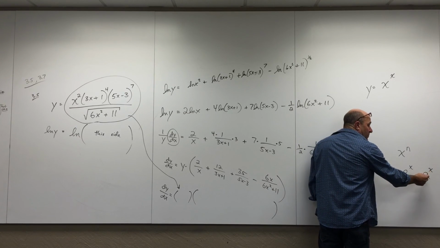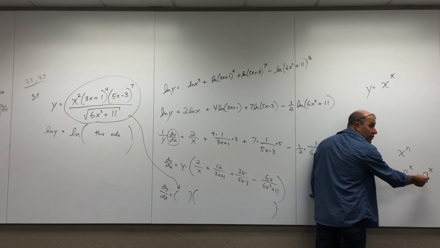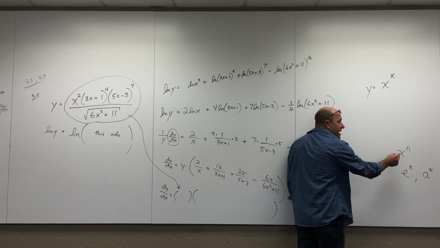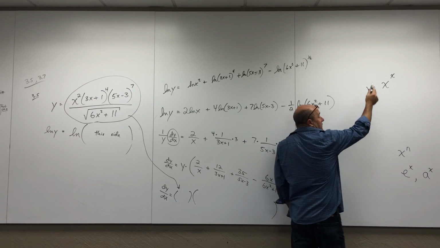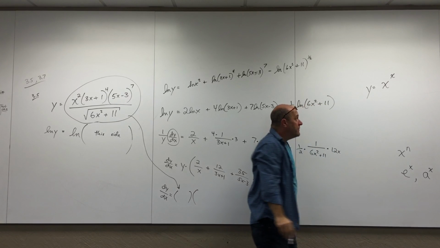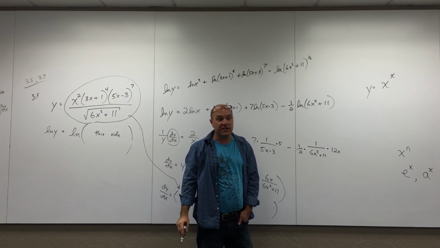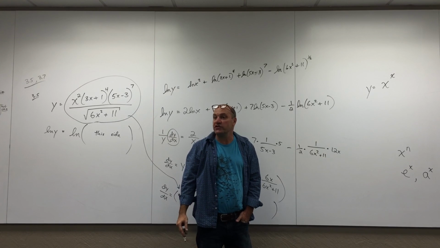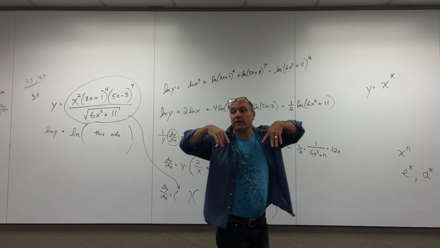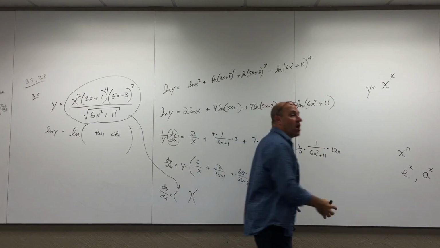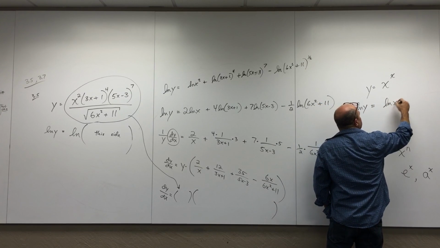This is when you have a number raised to a power. This is a number raised to a variable. This is a variable raised to a number. This is a variable raised to a variable. I think you could do this by logarithmic differentiation. It's not hard on this one. I think you should start by taking the log of both sides. We're trying to do a derivative, but I don't know how, so I'm going to take the log of both sides. So I'll have the log of y equals the log of x to the x.